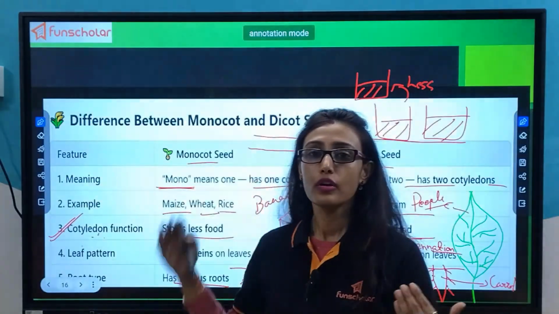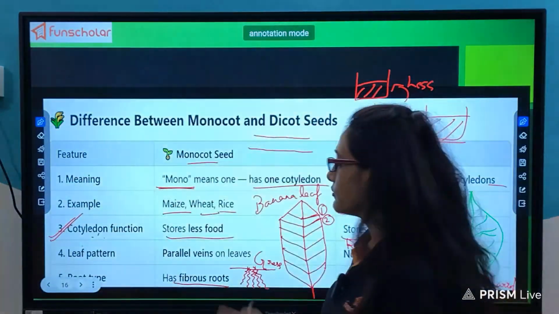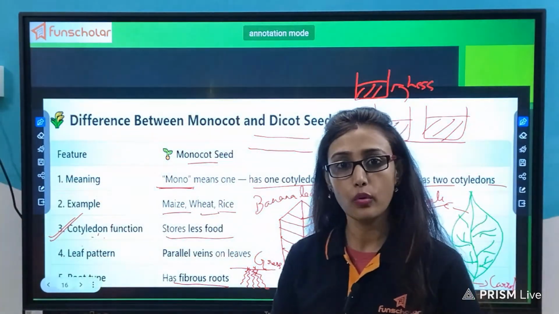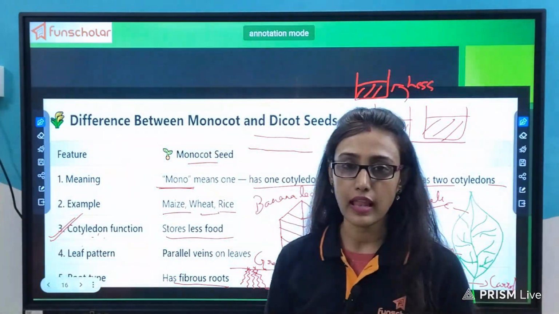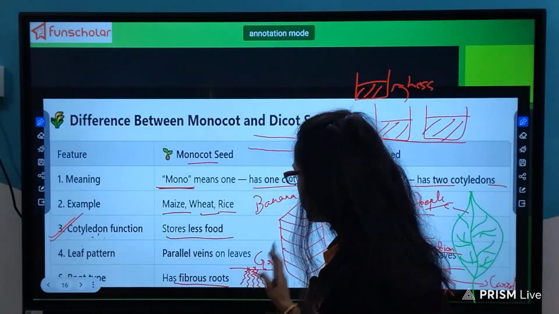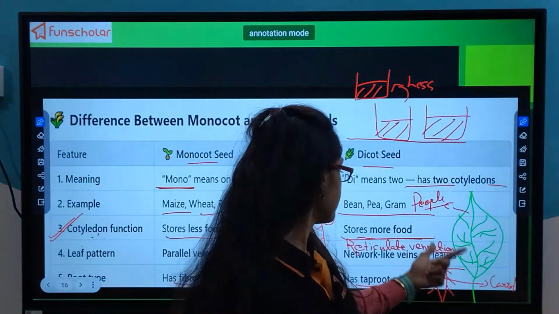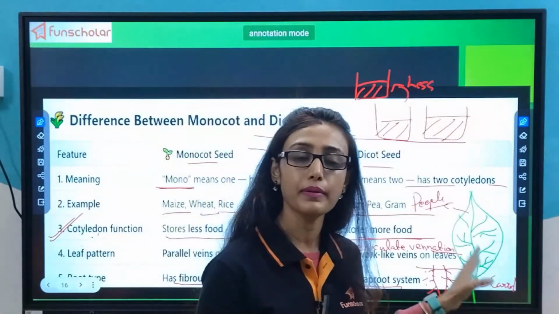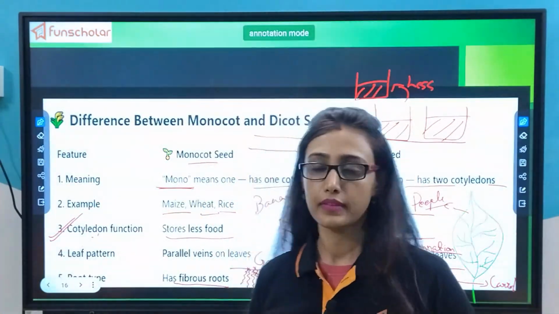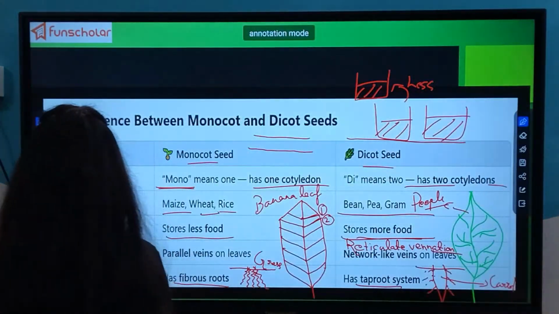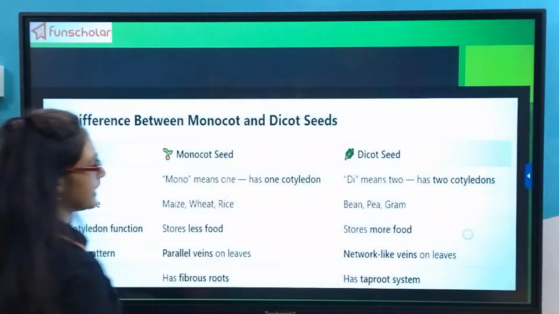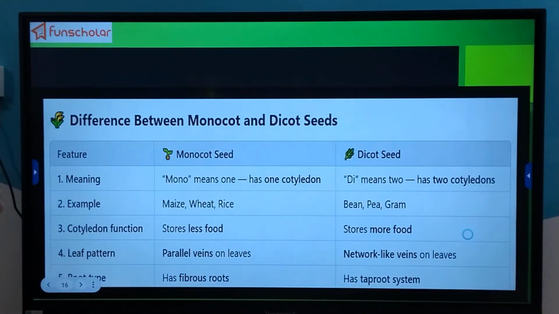Done. Now the root. How will you remember? You will think, okay, veins are simple, so root will be simple. No, here the opposite thing will happen. The root will be fibrous in monocot, whereas the root over here will be simple, that is, it will have a simple tap root. Please do take a screenshot of this slide because it is very important.